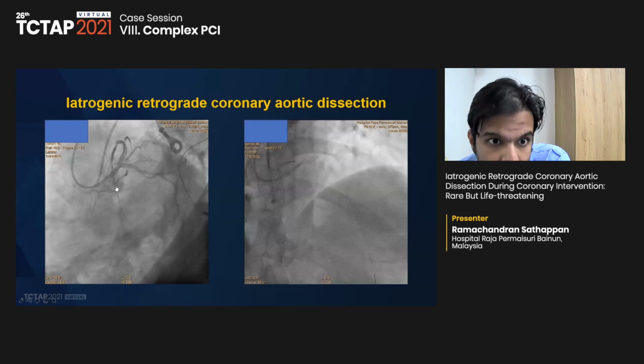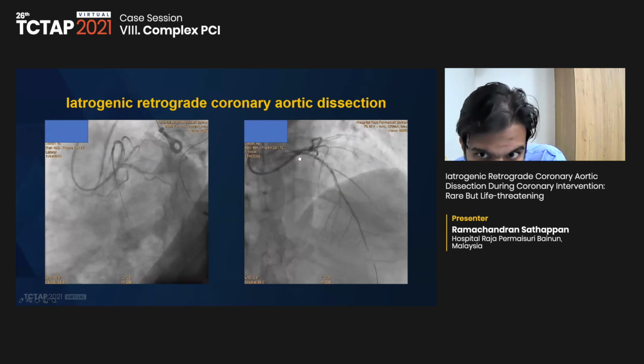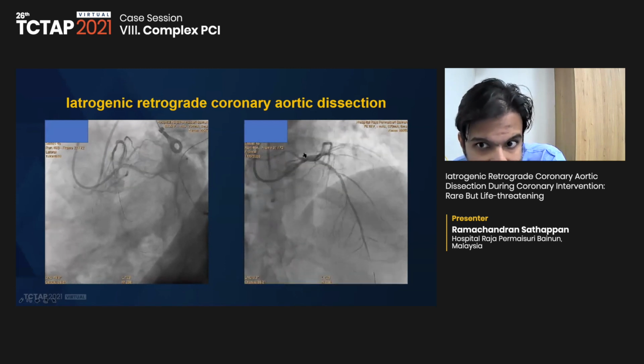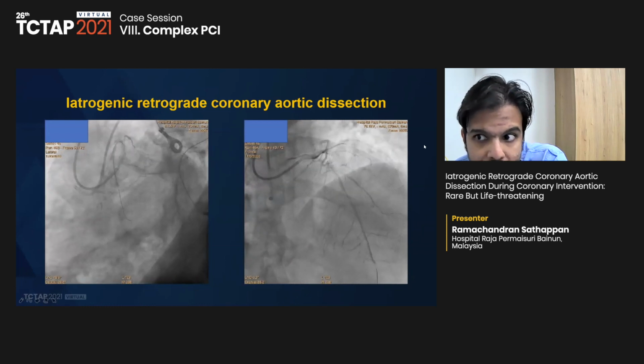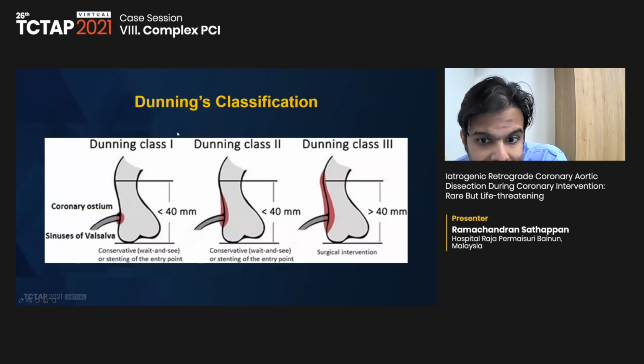To my horror, the entire left system is dissected, as you can see here. The dissection also extended beyond the ostium into the aorta here. So the flap was almost less than 40 millimeters or 4 centimeters. So effectively, it was a Dunning class 2 retrograde dissection.